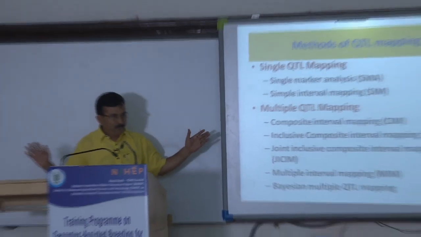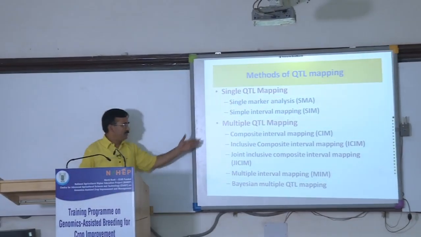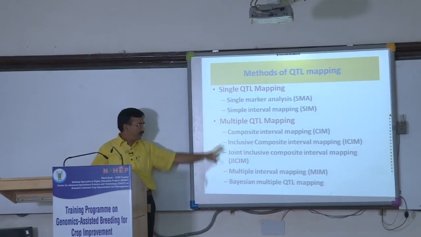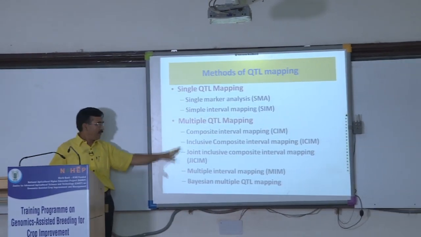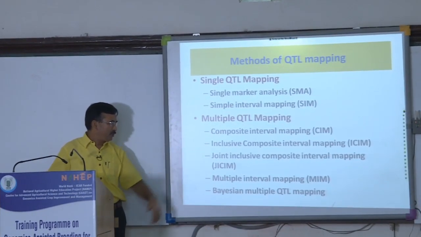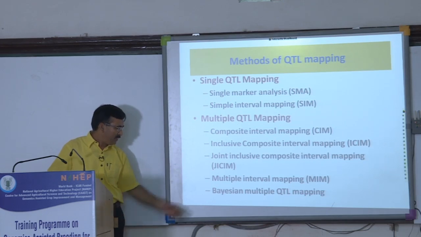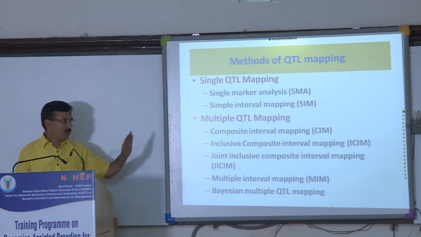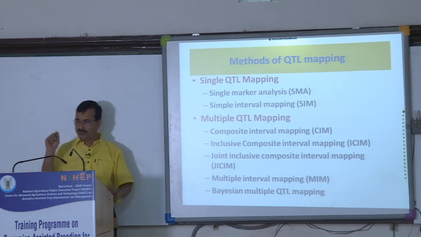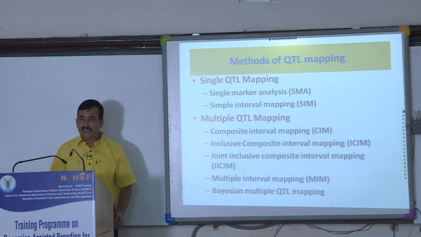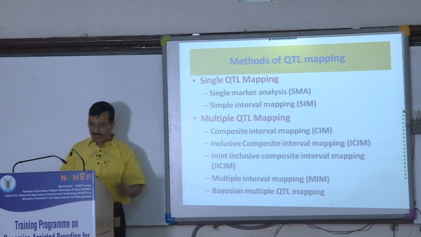If you want to map many QTLs, multiple QTL, so you have a list. There are many others: composite interval, inclusive composite interval, joint inclusive, multiple interval, Bayesian. So many approaches are there, right? I am not going to discuss each and every one, just mentioning a few important points. I think Dr. Vinod will take this up again in detail. We will do some practical perhaps, I think so.